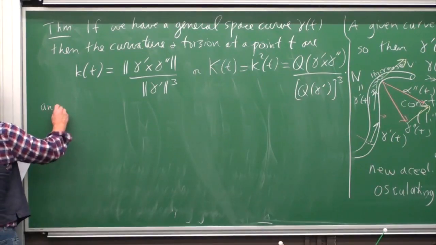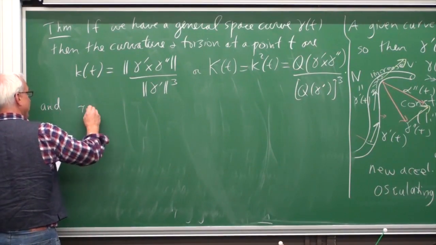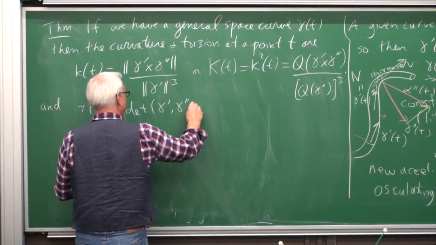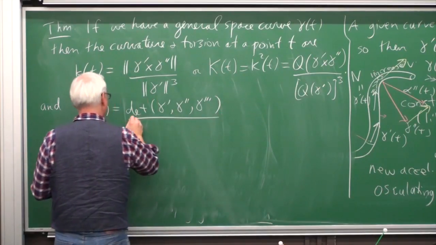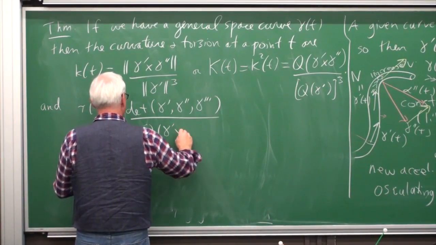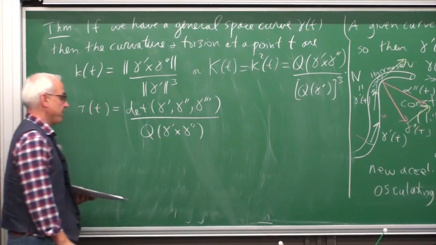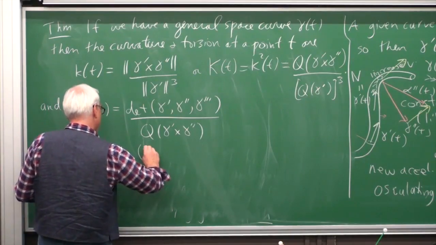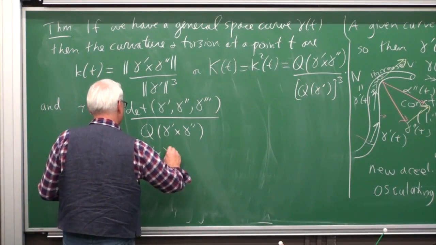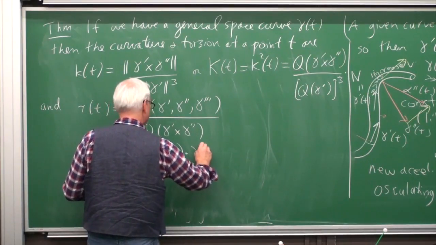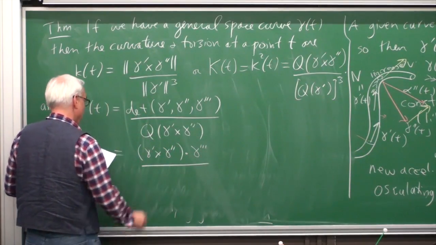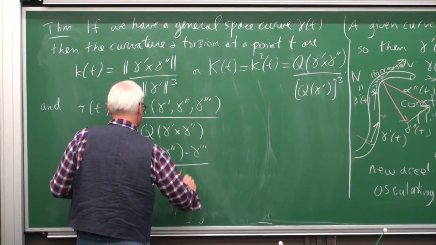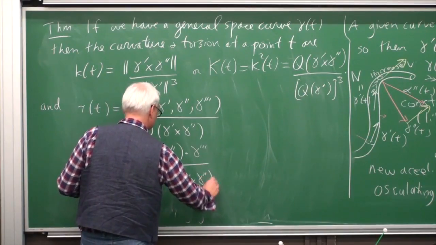And the formula for the torsion tau at a point t is the determinant of gamma prime, gamma double prime, gamma triple prime, all over the quadrance of gamma prime cross gamma double prime. And I'll write that down in an alternate way. So that's alternatively gamma prime cross gamma double prime dot gamma triple prime, all over gamma prime cross gamma double prime dot gamma prime cross gamma double prime.